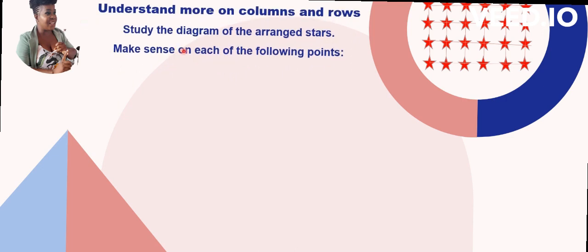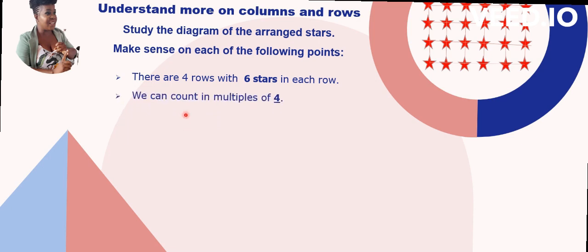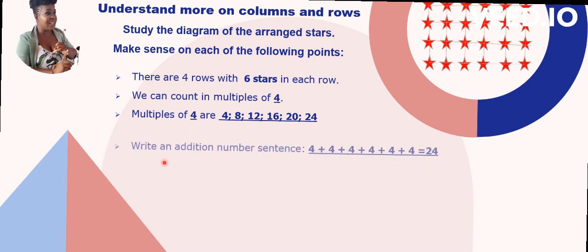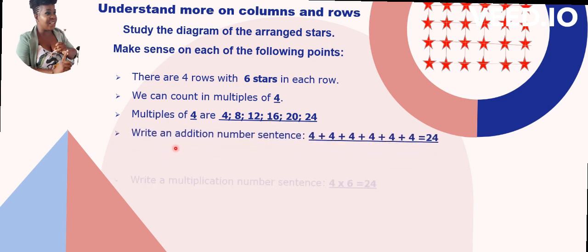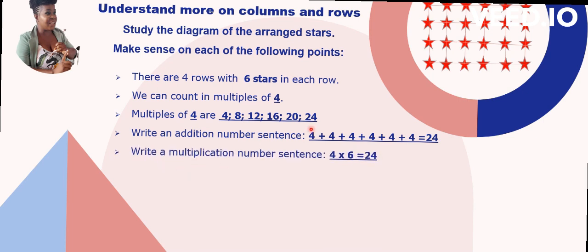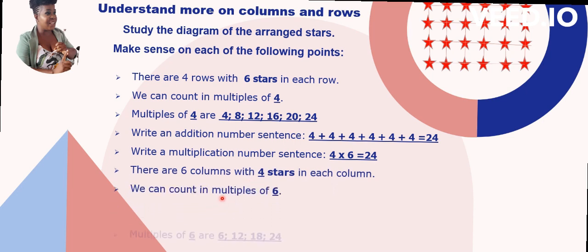Look how the stars are arranged. Understand more on columns and rows. Study the diagram of the arranged stars. Make sense of each of the following points. There are 4 rows with 6 stars in each row. We can count in multiples of 4. Multiples of 4 are 4, 8, 12, 16, 20, 24. Write an addition number sentence. 4 plus 4 plus 4 plus 4 plus 4 plus 4 is equal to 24. Write a multiplication number sentence. 4 multiplied by 6 is equal to 24.